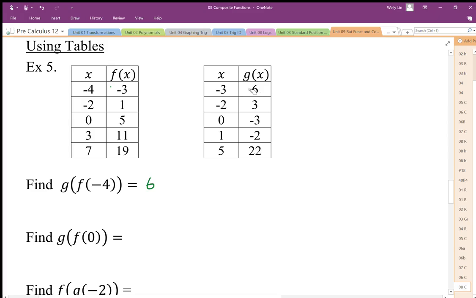In the next example, we have f of 0 as our inside function, so we take 0 and find the output. That output is then used as an input for the outside function g, and we get the output of 22.